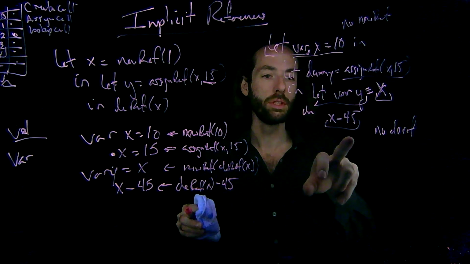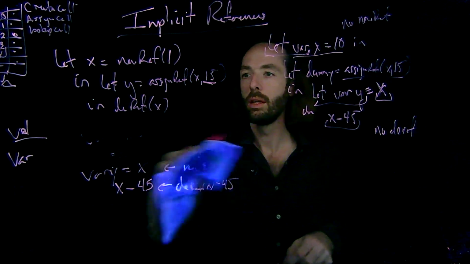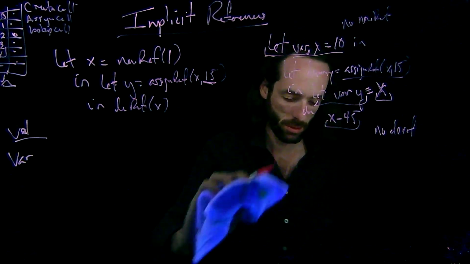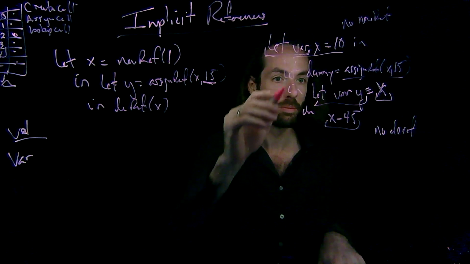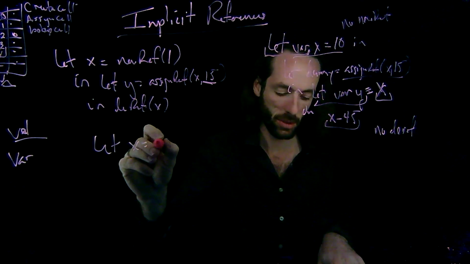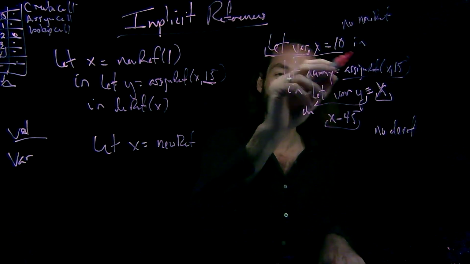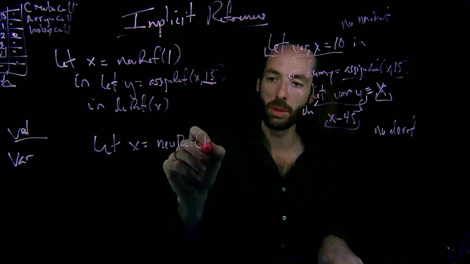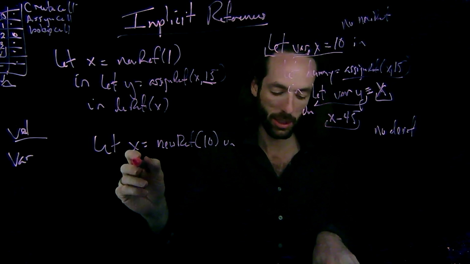Let me show exactly what this example would look like in our old style. So just to be very clear here, this would be x equals with explicit references. So let var x equal 10 should be x equals new ref of 10. And we're going to do this assign ref. That's basically the same.